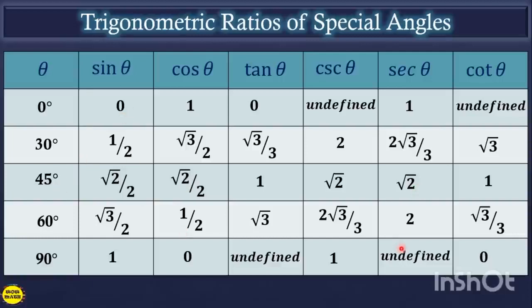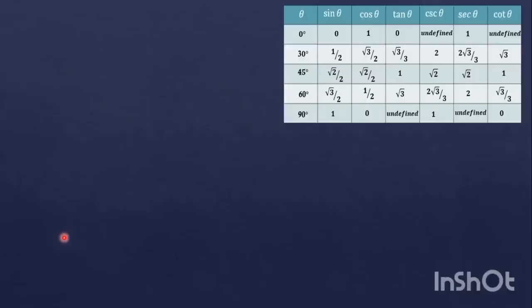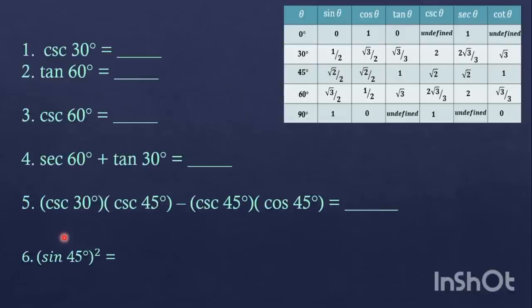Okay, so, madali lang po. That's why it is called trigonometric ratios of special angles, for 0 degree, 30 degrees, 45 degrees, 60, and 90 degrees. So, let's have an example. So, mabilisan lang to dito para discuss natin yung last example natin.